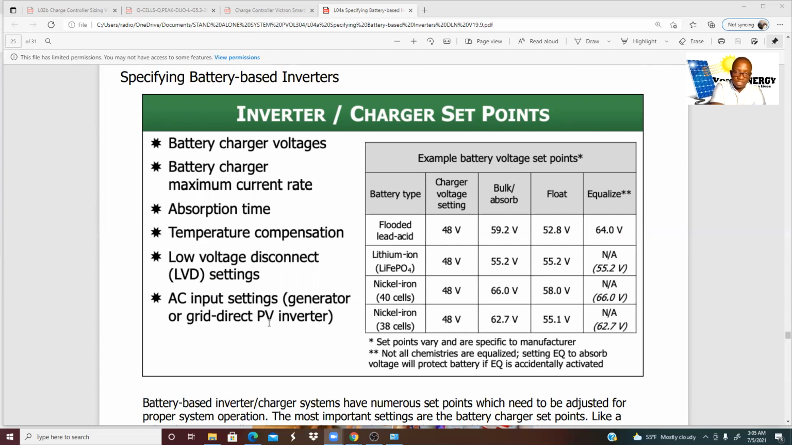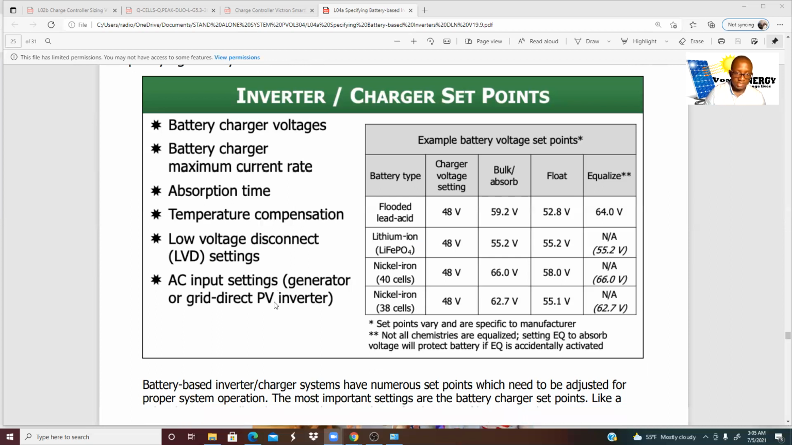Example battery voltage set points. Battery type, flooded lead acid battery, charging voltage setting 48 volt: bulk absorb 59 to 59.2 volt, float 52.8, equalizing 64.0 volt. For lithium ion, we have 48 volt, 55.2 volt, and equalizing 55.2 volt. Nickel iron has 40 cells and 38 cells, and the volts are there.